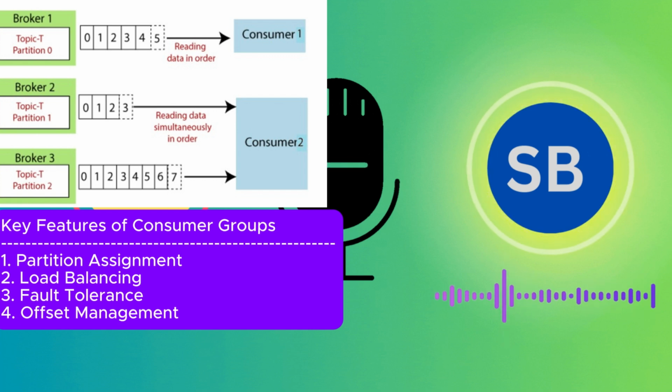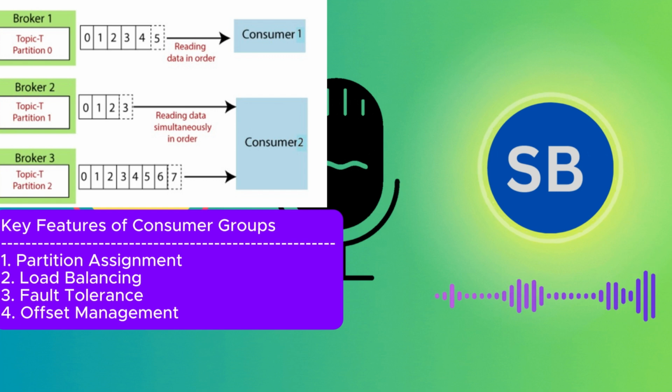One consumer can connect to one partition. If there are still more consumers than partitions available, the remaining consumers are in an idle state. If there are fewer consumers than partitions, then one consumer can connect to multiple partitions and read the data simultaneously. So this is how the partition assignment works.